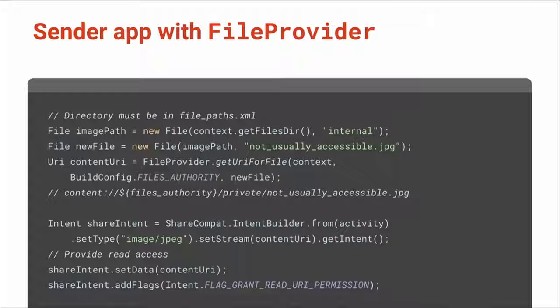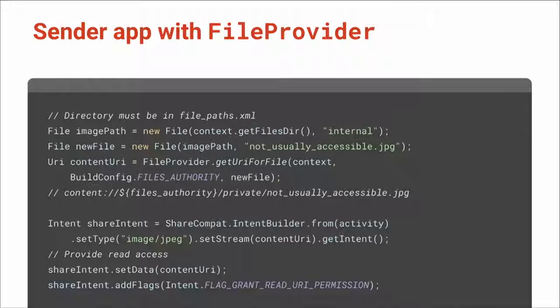Now we can actually share a file. So just like before, we'll have a file that we want to share. And then we can just use one method from FileProvider, our getUriForFile method. And this takes in our BuildConfig authority and the file, and then spits out a special content URI. We construct our share intent, and then actually provide read access by calling setData with our content URI, and then adding the read flag.